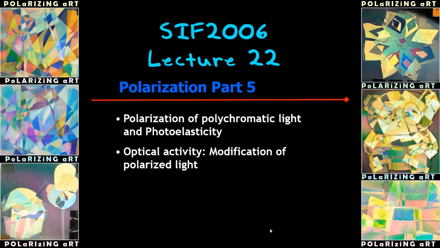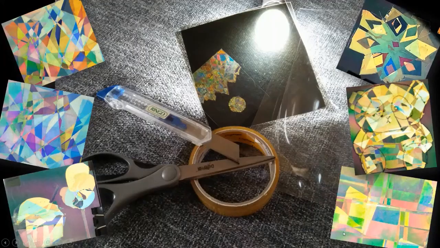This is the final part on light polarization. In this lecture, we will discuss polarization of polychromatic light and photoelasticity, as well as optical activity that modifies the state of polarization.